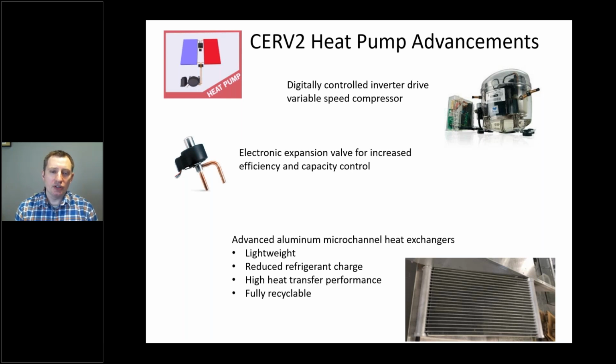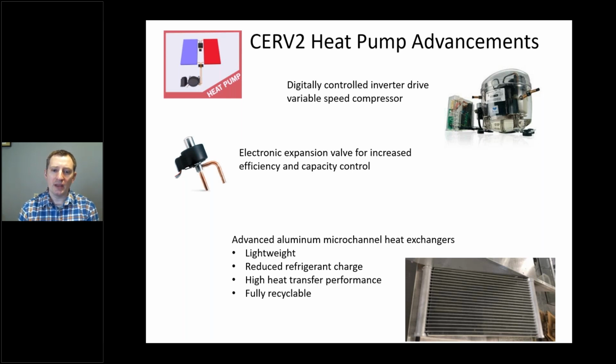A few of the bullet points on the heat pump system. It's a variable speed compressor, so we can change the capacity based on the modes of operation and conditions inside and outside. The compressor is from the appliance industry, so it's like a larger refrigerator-based compressor, both for efficiency as well as noise purposes, so it's virtually a silent system.